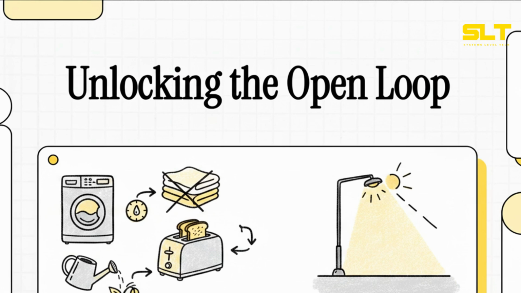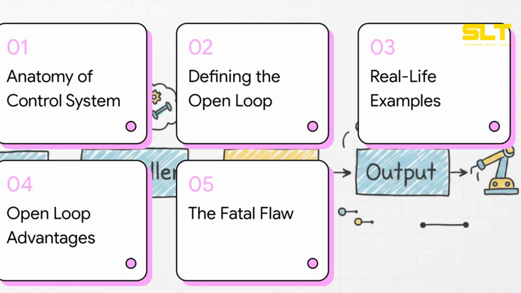In this Explainer, we're focusing entirely on one specific, incredibly common setup, the open-loop system. We're going to look at what it is, how it somehow manages to operate without any feedback at all, and why it's both brilliantly simple and, well, incredibly flawed. Okay, let's dive right in.